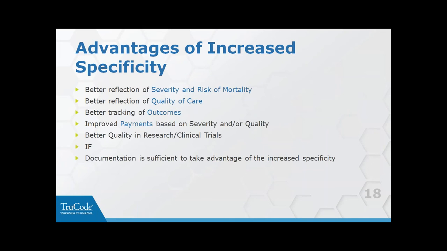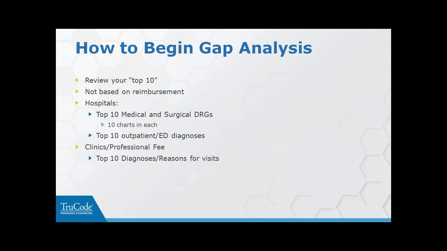So we want to talk about advantages of increased specificity, again, not just to get paid appropriately, which is very important, but also looking at severity, risk of mortality, better reflection of the quality of care, better tracking of outcomes, and that should all in turn go into improved payments over the years based on severity and/or quality, and better quality in research and clinical trials, but only if documentation is sufficient to take advantage of that increased specificity.